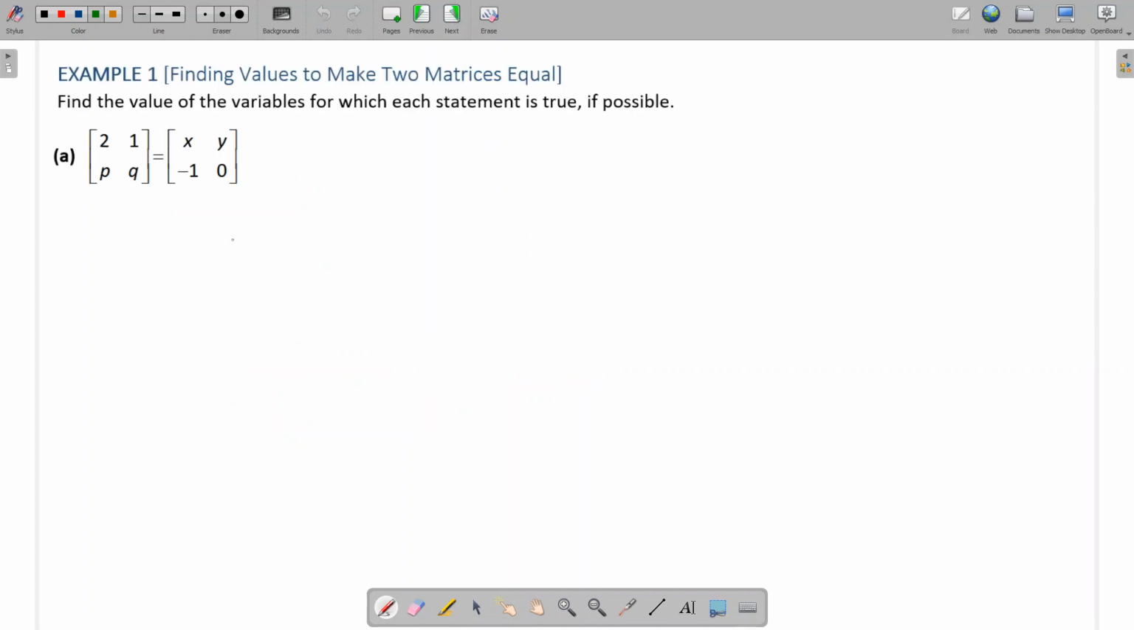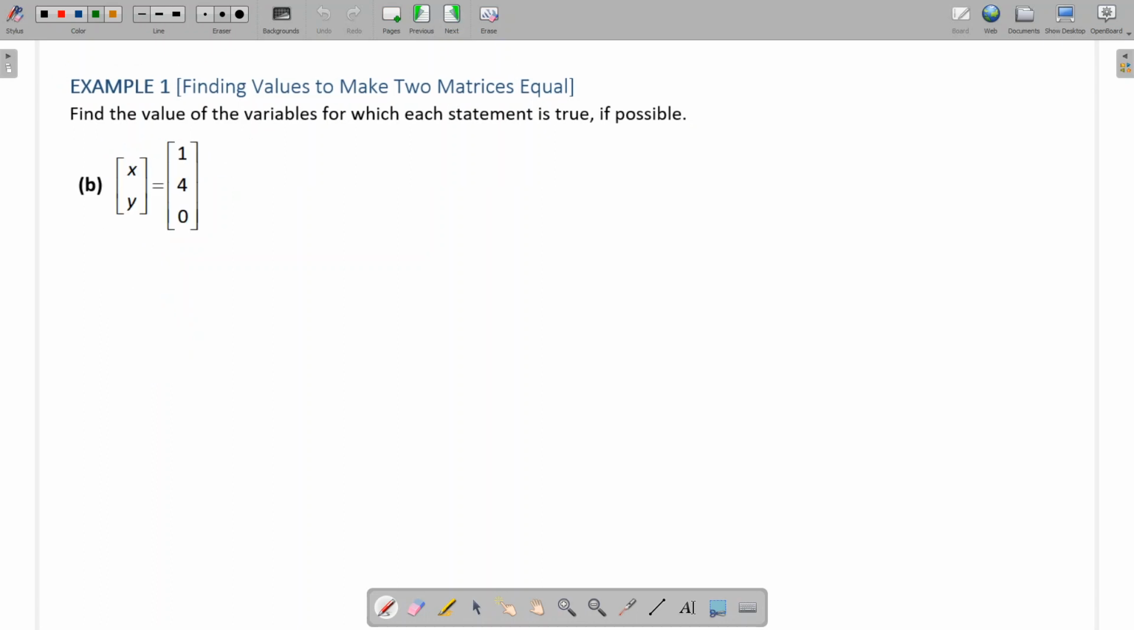Okay, let's try applying that property. So here we have an equation with two matrices. They do have the same dimension, so that means it is possible for them to be equal. So now we just need each component to be equal. So we could say the first component, 2, has to be x. The second component in the first row has to be y. P would have to be equal to -1, and Q would have to be equal to 0. And that's all there is to that. That solves for all four variables there. X is 2, y is 1, P is -1, and Q is 0. Just setting each component equal to each other.